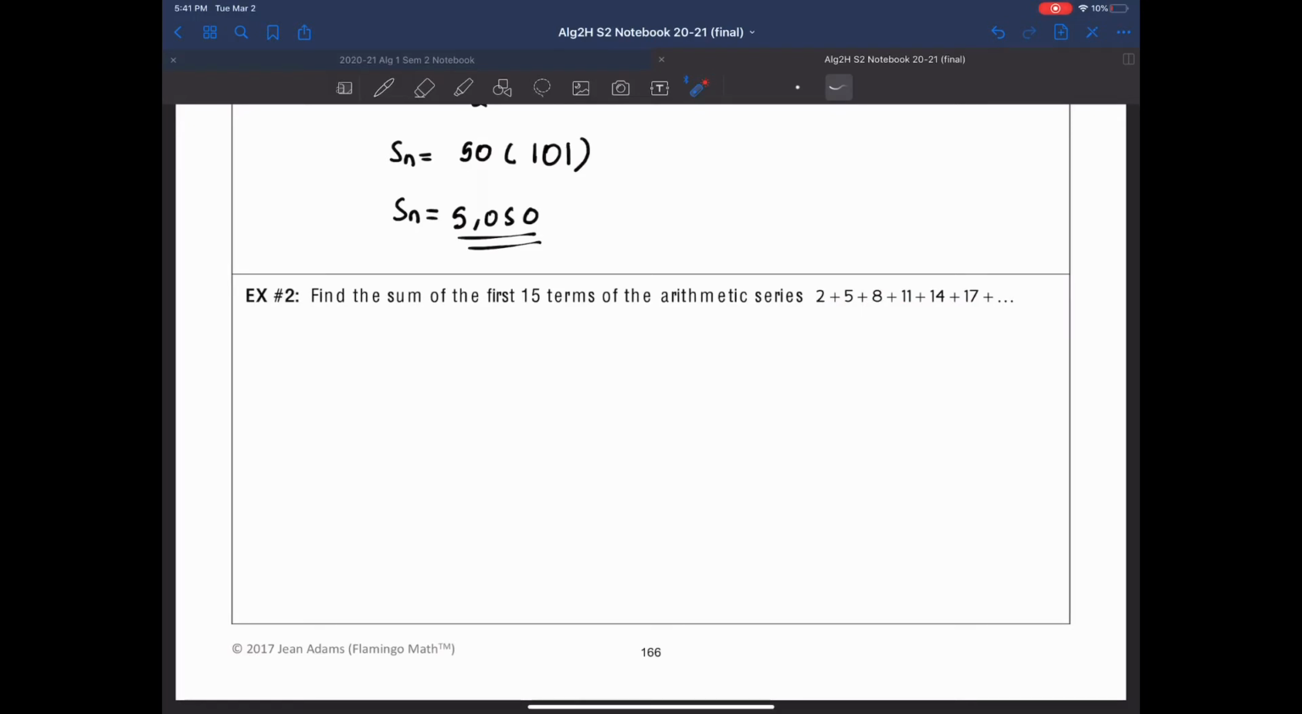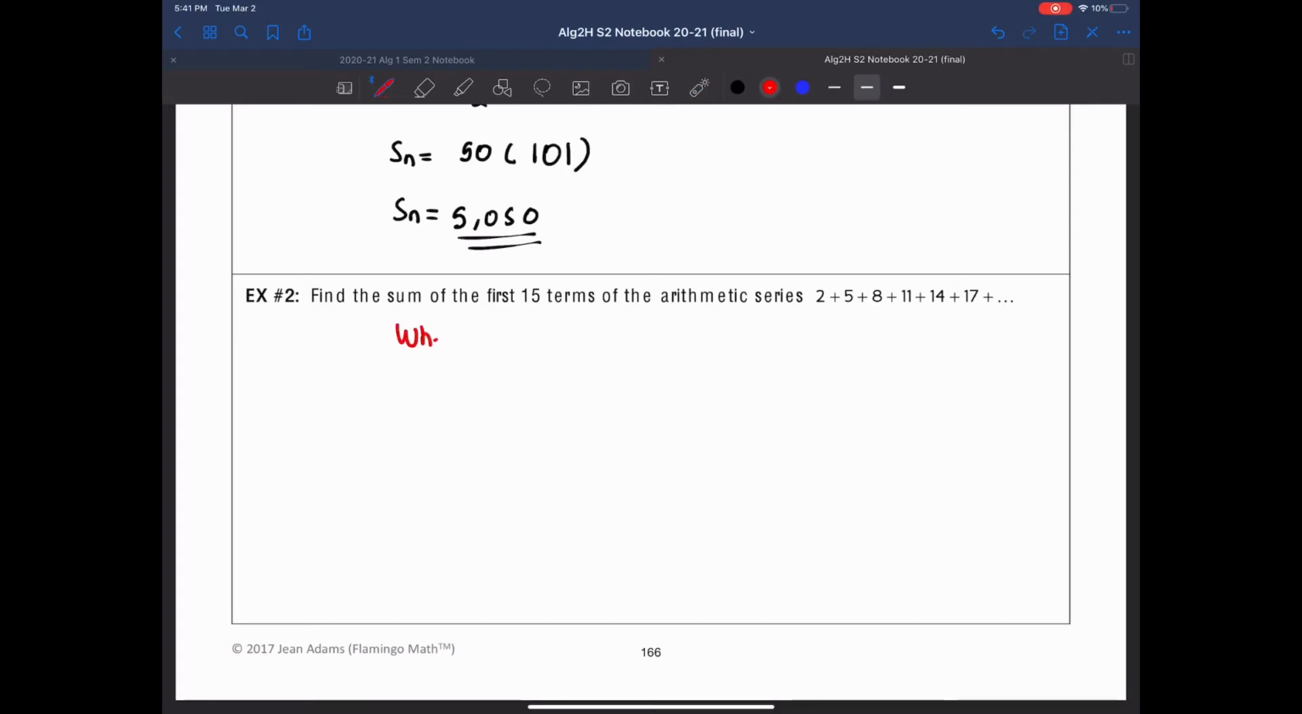All right, so here's the issue. If I need to find the sum of the first 15 terms, I only have 6 terms listed in this series. So I do not know what the 15th term is going to be, so I can't use the formula I used before, all right? Because for the formula before, I need to know what the first and the last term of the series is. So I'm going to have to use a different formula.